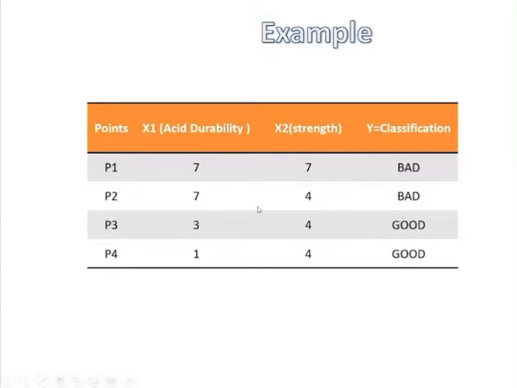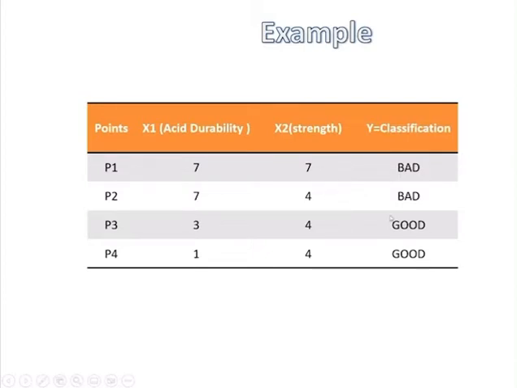Don't forget, here we have two features, two independent variables. The first one represents acidic durability, the second one represents strength. When the acidic durability is 7 and the strength is 7 for a particular item, it was classified as bad. This is from the historical data that we have.